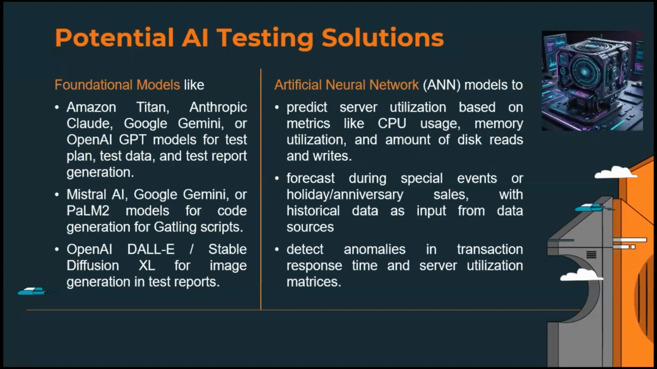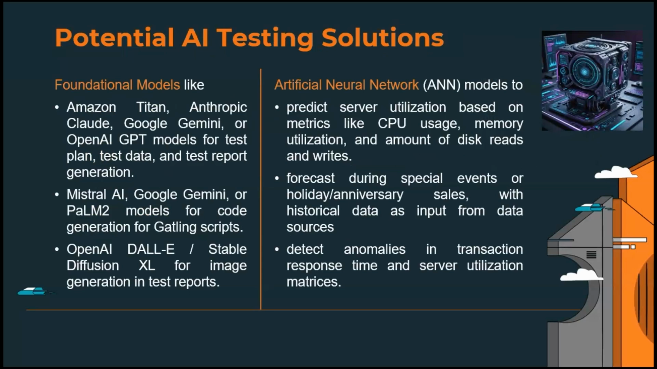And these are potential AI solutions, based on the functional models I mentioned. Amazon, Google, and OpenAI all have various models. Maybe we can use Amazon Titan, Google Gemini, or OpenAI for use cases like test plan creation, test data, and test reports. And Google Gemini again, for code generation for the Gatling scripts or JMeter scripts, and Mistral AI. All these we can use for code generation.